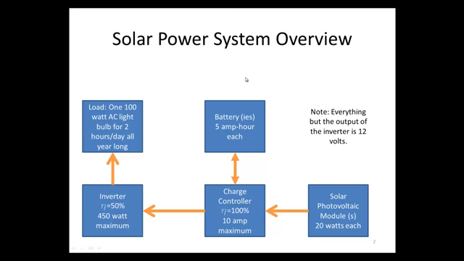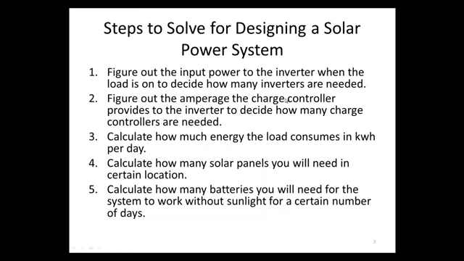So how do we choose how many of these components we need? We want to start with all the steps to solve for designing a solar power system. Step 1 is how many inverters we need. Then we figure out how many charge controllers are needed for step 2. We calculate how much the load uses per day, so we can calculate in steps 4 and 5 how many solar panels and batteries we'll need.